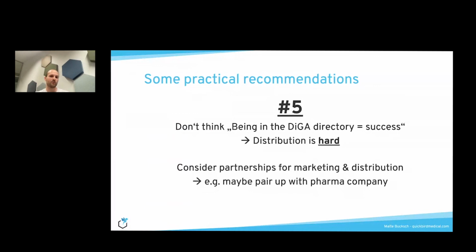Maybe pair up with a pharma company. Some DiGA companies do that because pharma companies actually do that on a daily basis. They have this huge sales force to get medicines to doctors. So this might be a smart idea.